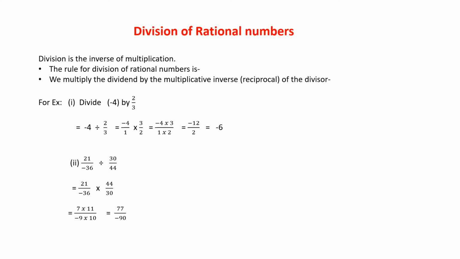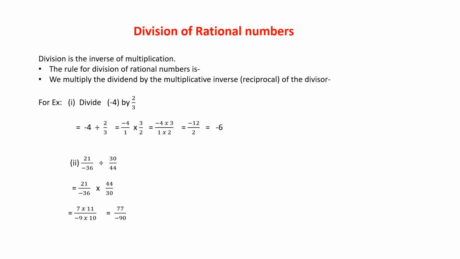Again we will use the rule of multiplication. Multiply numerator by numerator and denominator by denominator. So minus 4 multiplied by 3 upon 1 multiplied by 2, which is equal to minus 12 upon 2, which is equal to minus 6.